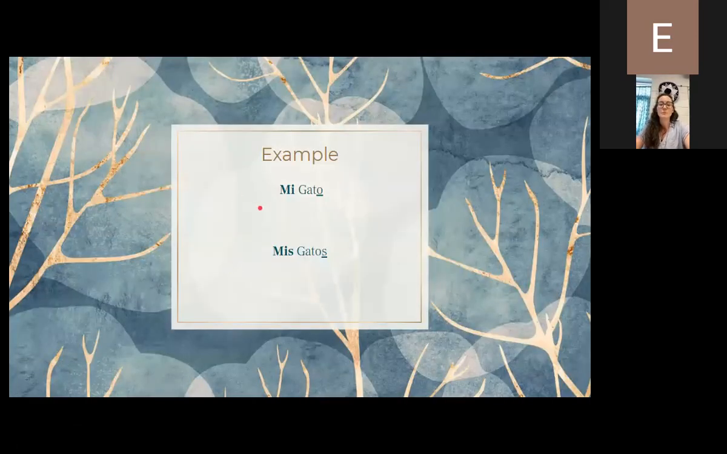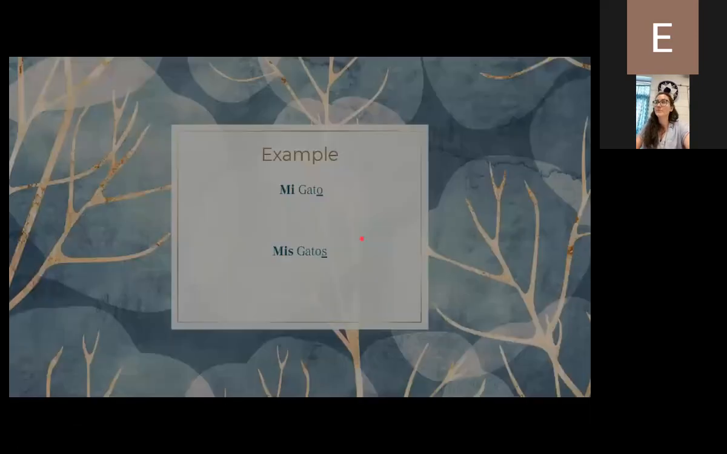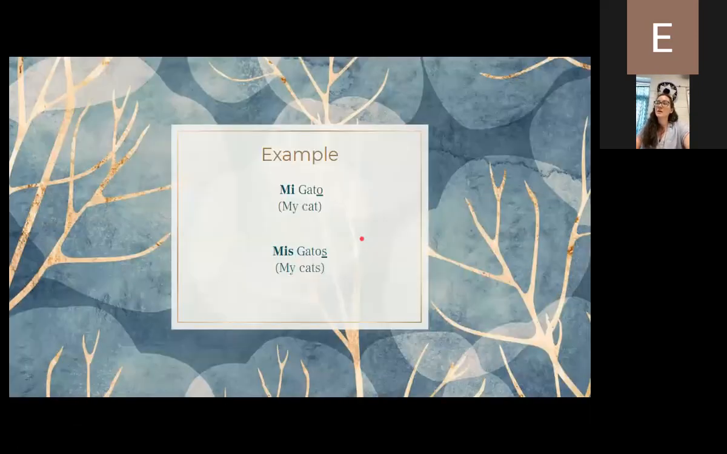So here are some written examples. We have mi gato versus mis gatos. So my cat versus my cats, plural. Because gatos is plural down here at the bottom, our adjective mis has to be plural as well.